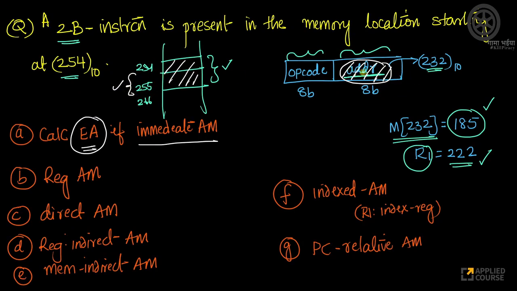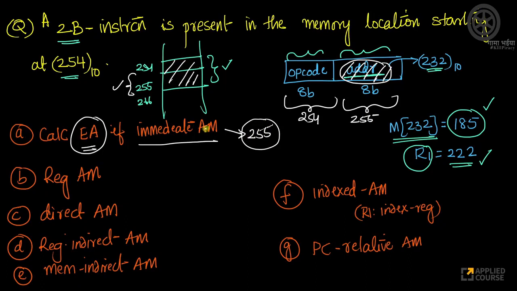Look at this. This is the first byte, stored in byte 254. So let me write this down. This 232 is stored in byte 255. So the effective address in this case is 255, because my data is 232.